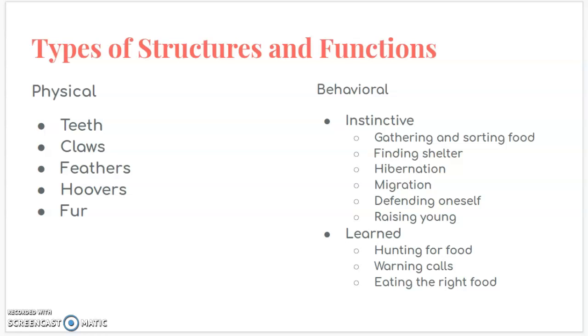So there's two main types, physical and behavioral. Physical are things you can see, like teeth, claws, feathers, hooves, and fur. Behavioral is instinctive and learned. So gathering and sorting food, finding shelter, hibernation, migration, defending yourself, raising young, those are instinctive, those are behavioral. You can't see those, but the living thing does that. Learned: hunting for food, warning calls, eating the right food, those are all behavioral functions.